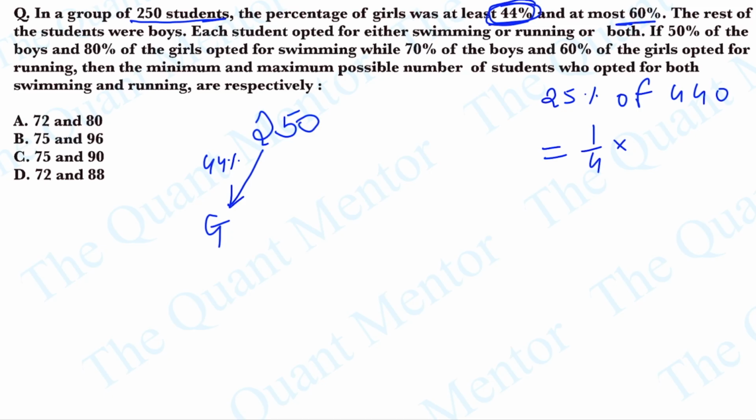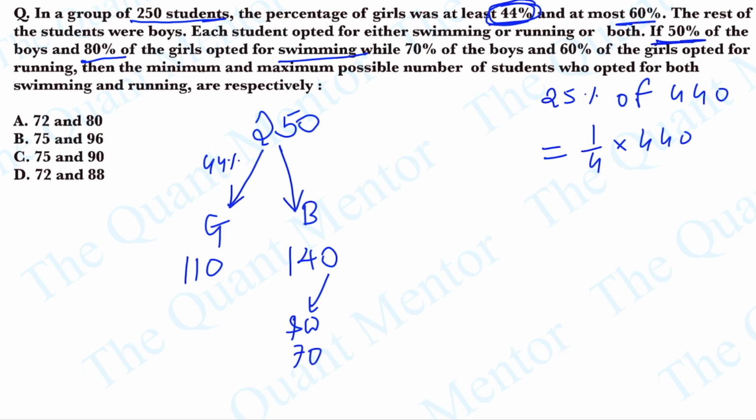25% is 1/4, so we'll find 1/4 of 440. The number of girls is 110. This is the minimum. As per the question, the rest is the number of boys. So 250 minus 110, there are 140 boys in this group. Further, 50% of the boys opt for swimming, while 80% of the girls opt for swimming. So 50% of 140 or half of 140 is 70. 70 boys opt for swimming, and 80% of the girls is 80% of 110. 110's 80% is 88. 88 girls opt for swimming.